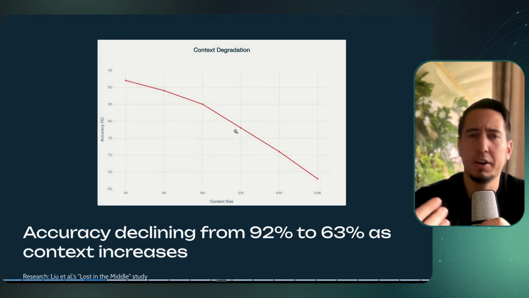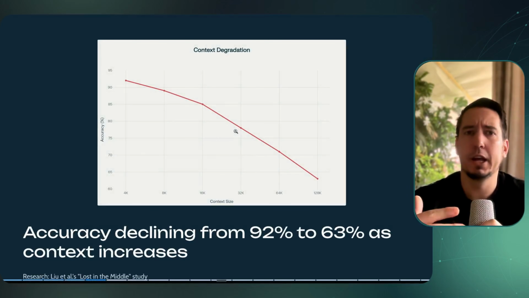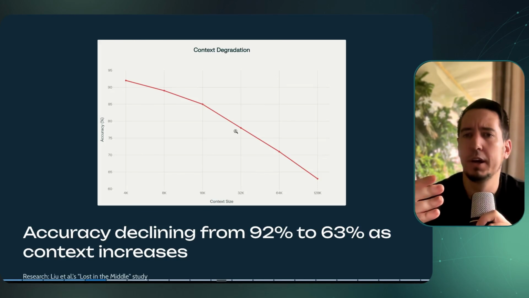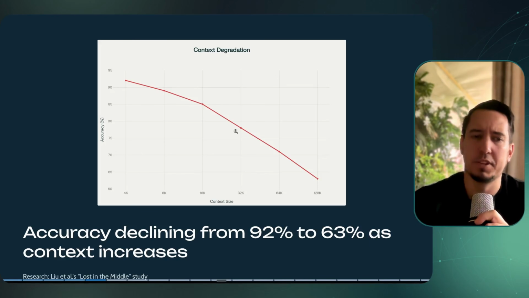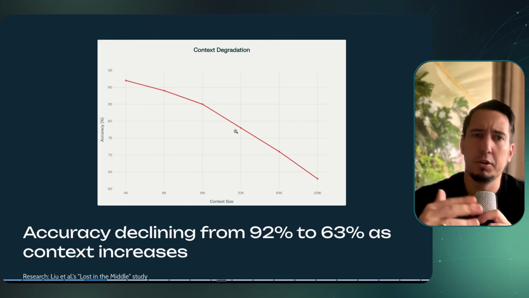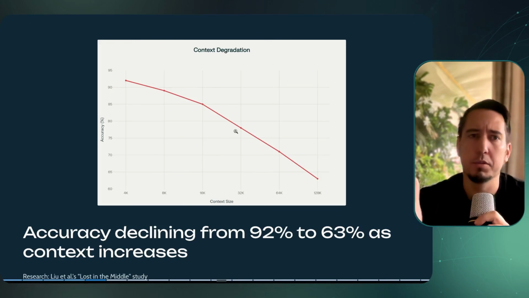And on screen here, I have a graph showing how accuracy decreases as the context window expands. This is from a study called Liu et al.'s Lost in the Middle study. You can see here on screen, when it was at 4K, it was about 92. And when we went all the way to a 128K context window, the performance dropped all the way down to 63%.